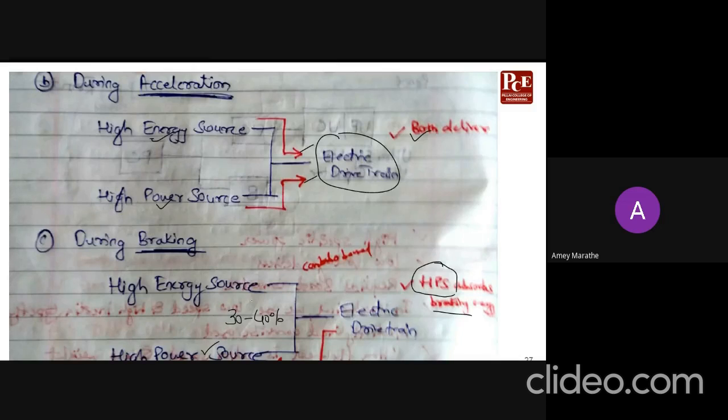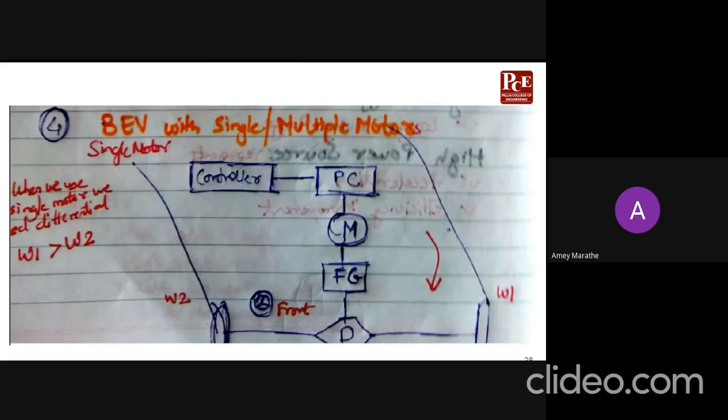So going forward, when we talk about the control systems and all, you should know this. Now, you can have this type of configuration also. Here you see, we know what is a controller, we know what is a power converter, we know that there is a motor, a fixed gearing.